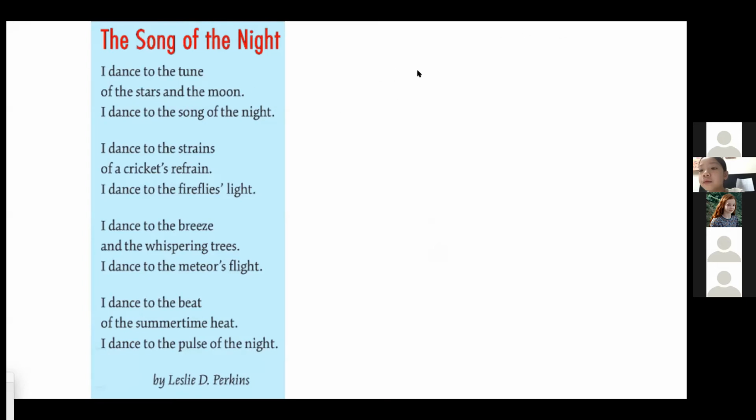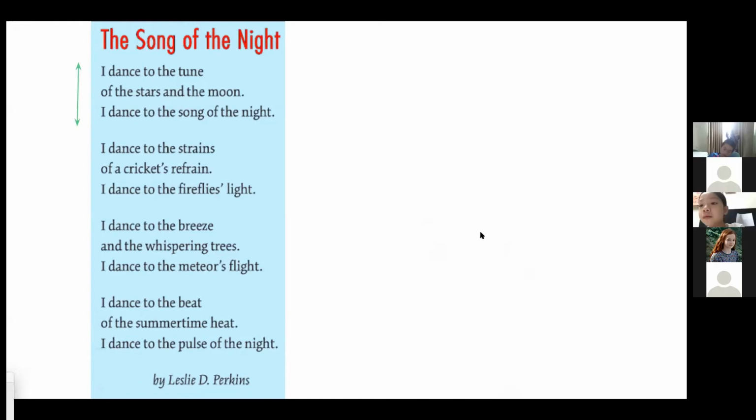I dance to the tune of the stars and the moon. I dance to the song of the night. All right, good job. Thank you, Richard. So in this first verse, how many lines do we have? Let's see, how many lines are there? Three lines. There are three lines.